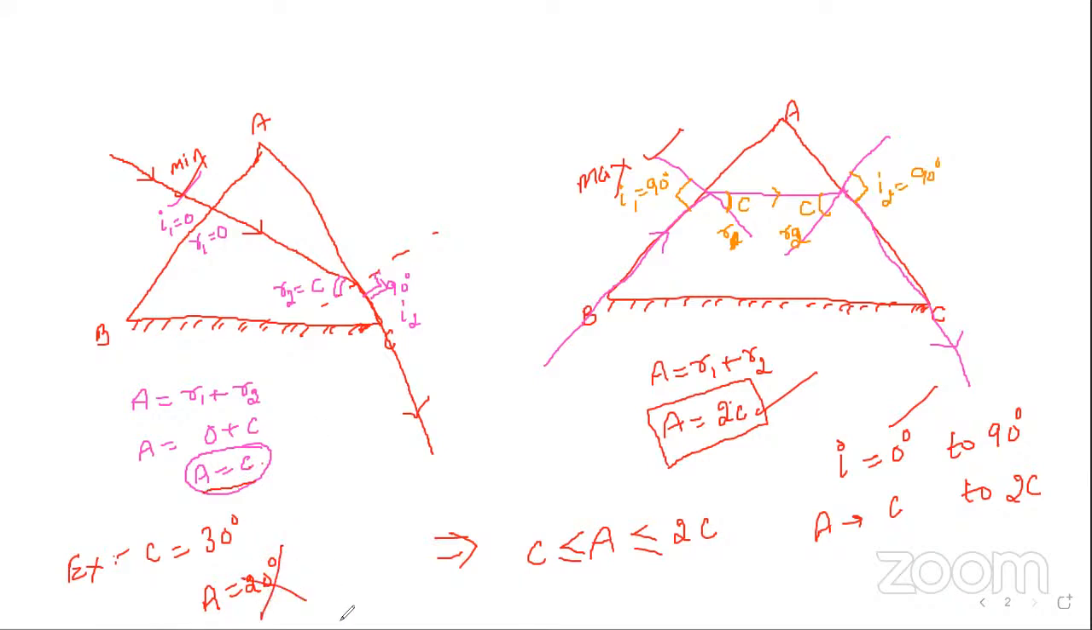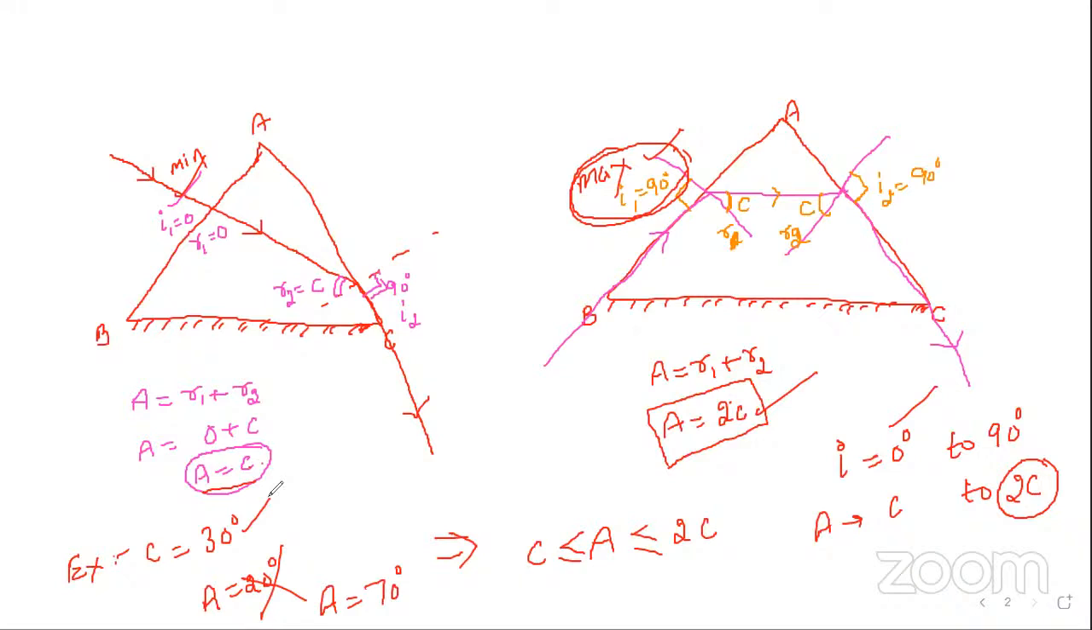Similarly, can I expect 70 degree? For maximum angle of incidence, what should be the angle of the prism? 2C, sir. If I give C as 30 degree, what is 2C? 60, sir. So in that case, the maximum is 60. It cannot be beyond 60, right? So an angle of the prism equal to 70 degree is not at all possible.